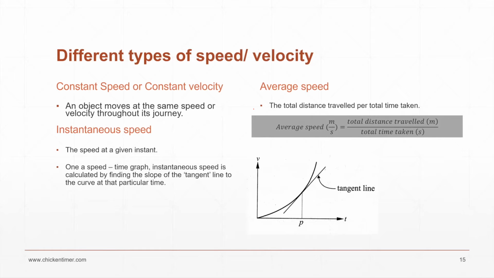Then you have these three terms. You have constant speed or constant velocity. If it is constant speed, that means it is the same speed throughout, same velocity throughout. Instantaneous speed is the speed at a particular point. So if you want to find instantaneous speed, like at time equals p, you draw a tangent here, math question, then you find the gradient. Then average speed will be total distance divided by total time.